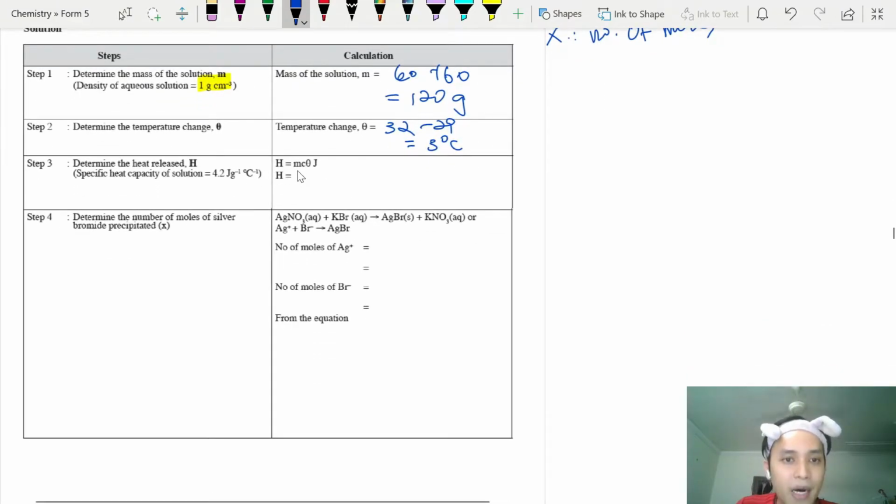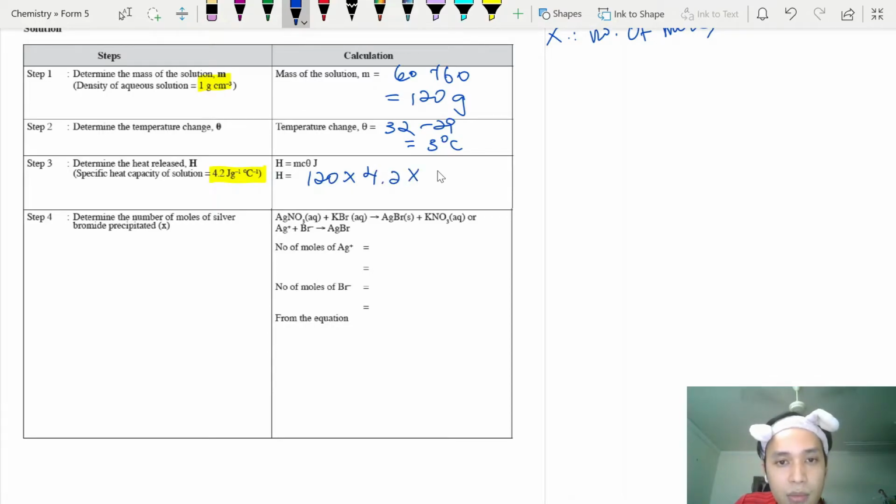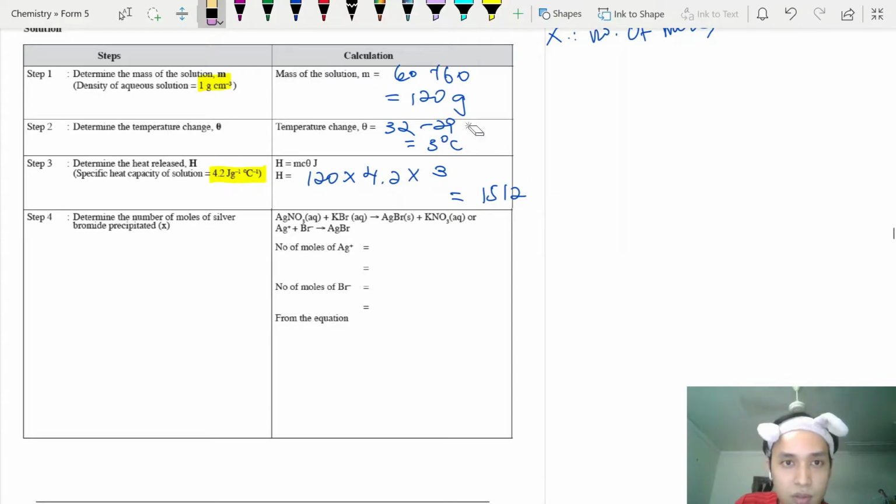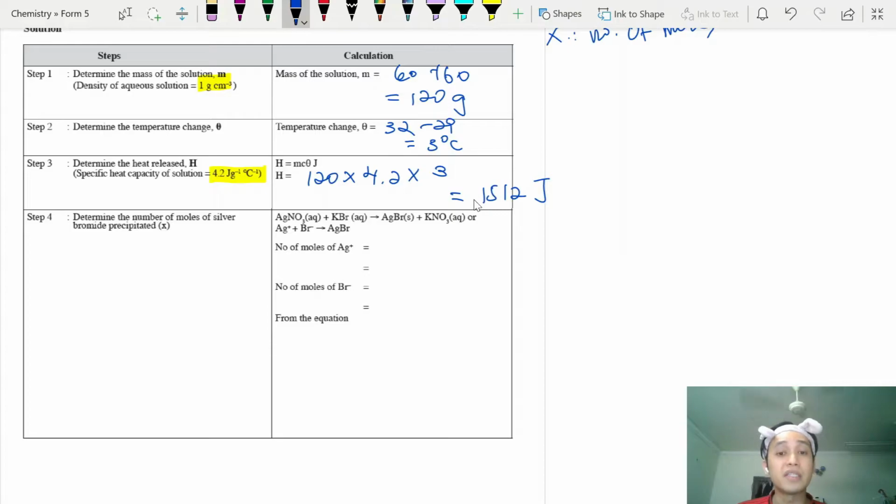And then you put it inside the mc theta. The specific heat capacity given is this one, so we use their value. So 120 grams times 4.2 times 3, so you will get your heat energy. 1512, not the heat of reaction, the heat energy, in joules. Here we don't need to put the sign because this is the heat energy released. Only the final answer, the heat of reaction, then only we put the sign.